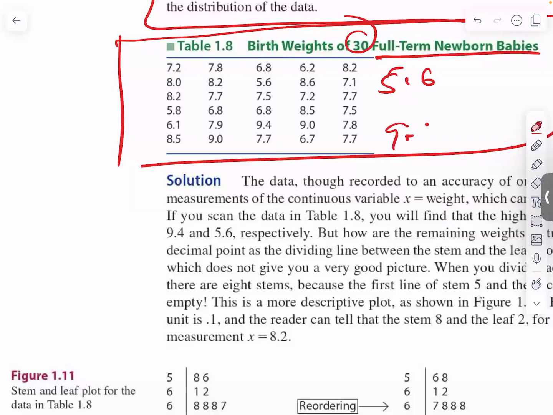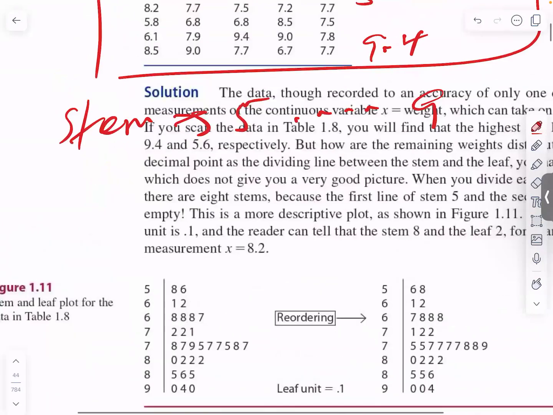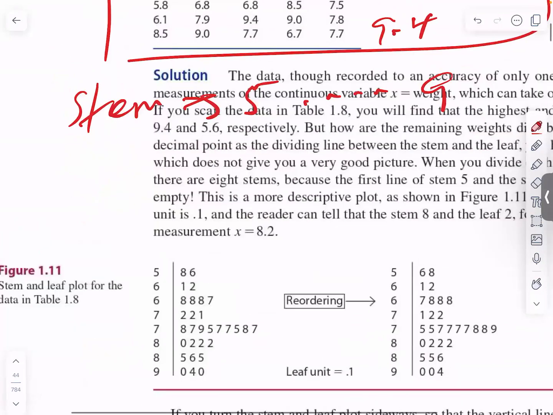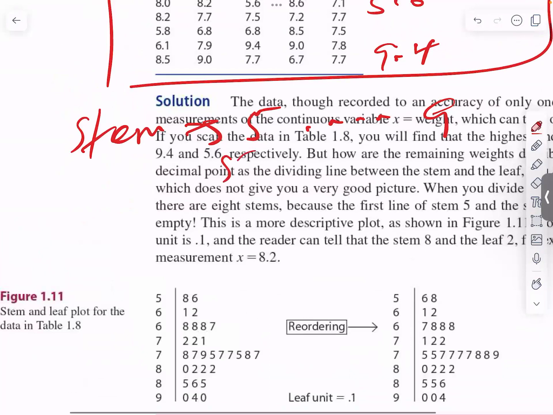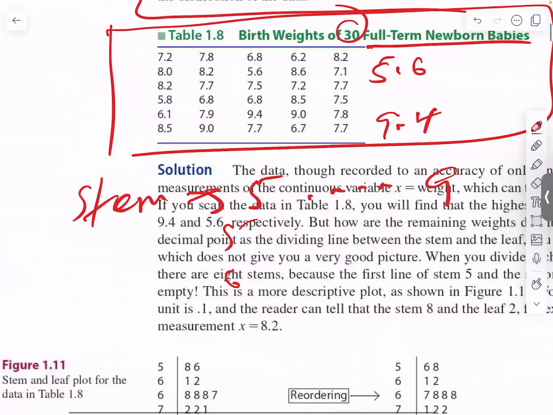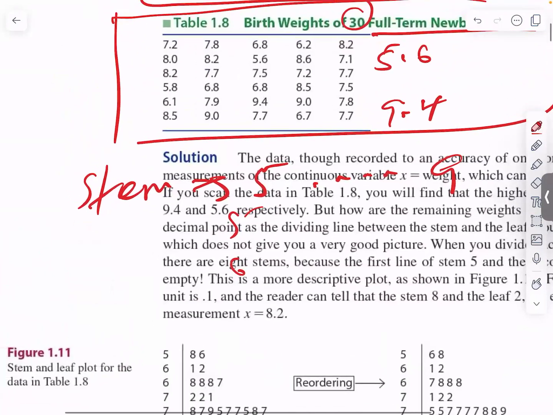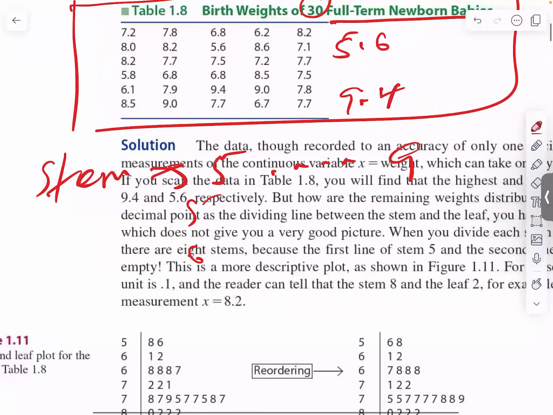9.4. So you have to set up your stem. Your stem has to be from 5 to what? To 9. Okay, 5 to 9. So you can do that now, and you don't have to list them 5, 6. So you have that. Now be careful of one thing here.